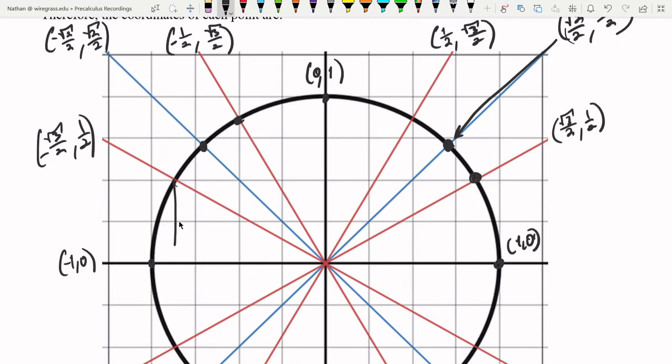Again, you can make a 30, 60, 90 triangle out of there. 30, this is 60. So that makes this one 1/2, this one root 3 over 2. And you can get the coordinates from that.